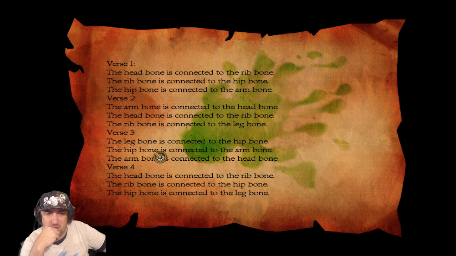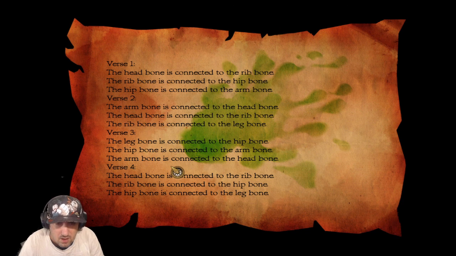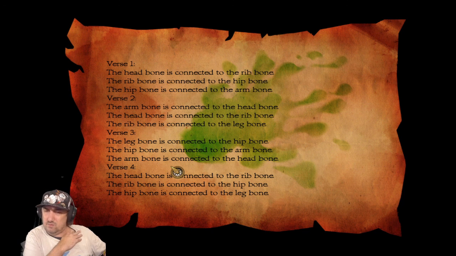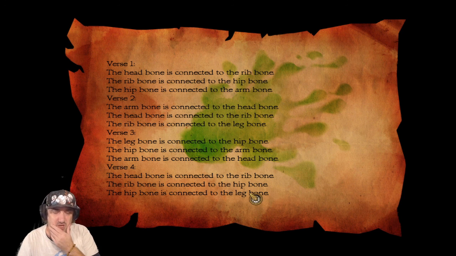Leg bone is connected to the hip bone. Yep. The hip bone is connected to the arm bone. No. The arm bone is connected to the head bone. Head bone is connected to the rib bone. The rib bone is connected to the hip bone. Okay, that's, yeah. Hip to the leg.